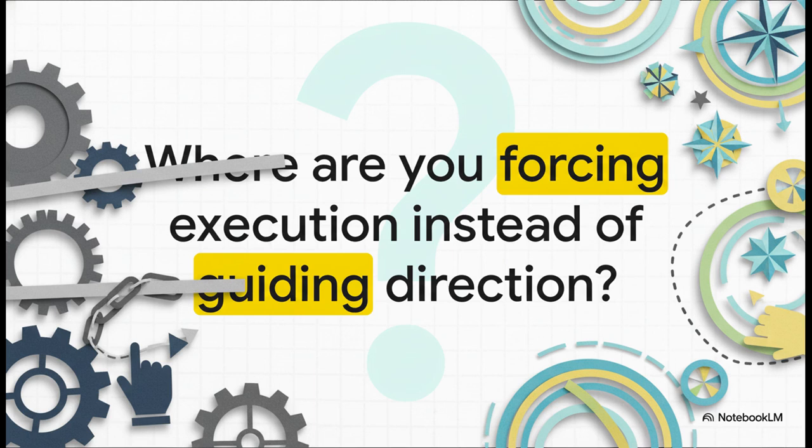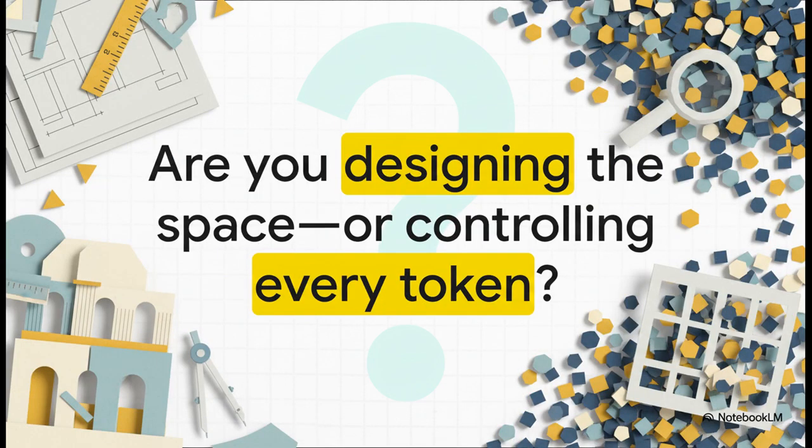Second, go back and actually analyze your prompts. Look for the places where you are dictating the exact step-by-step execution, instead of just defining a clear objective and guiding the model's direction towards it. Where are you micromanaging? And finally, this is the most fundamental question of all. Is your mental model that of an architect, carefully designing the space for a good output to be found? Or are you still acting like a micromanager, trying to control every single token? Because the answer to that question, well, that's going to define the quality of every single result you get.